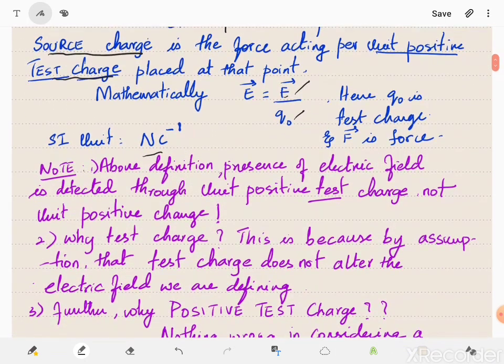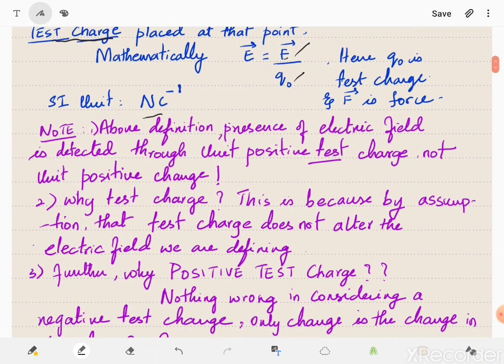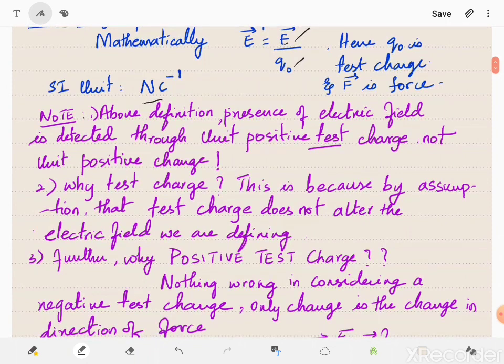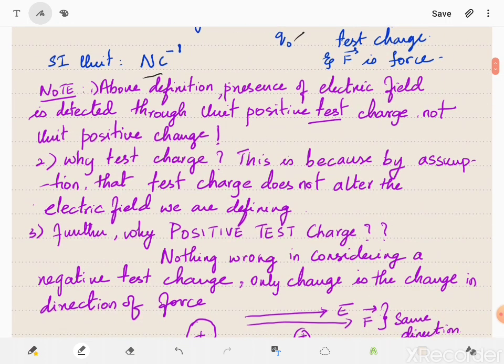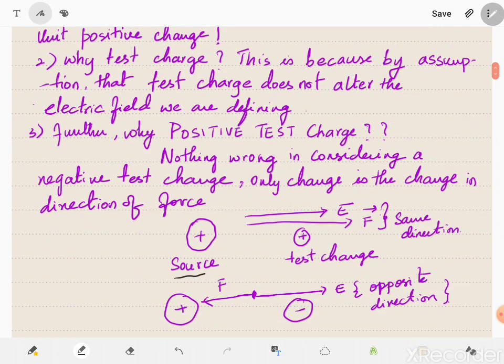Now the next question is, why positive test charge? There is nothing wrong in considering a negative test charge. The only change is the change in direction of force. Take a look at these two figures. We have a source charge which creates an electric field which is outward in nature. Now once I bring in a test charge, a unit positive test charge, it is going to experience force in the same direction. Now, if I bring a unit negative test charge on the other hand, what is going to happen? You're going to see that the force is experienced in the opposite direction to the direction of electric field.